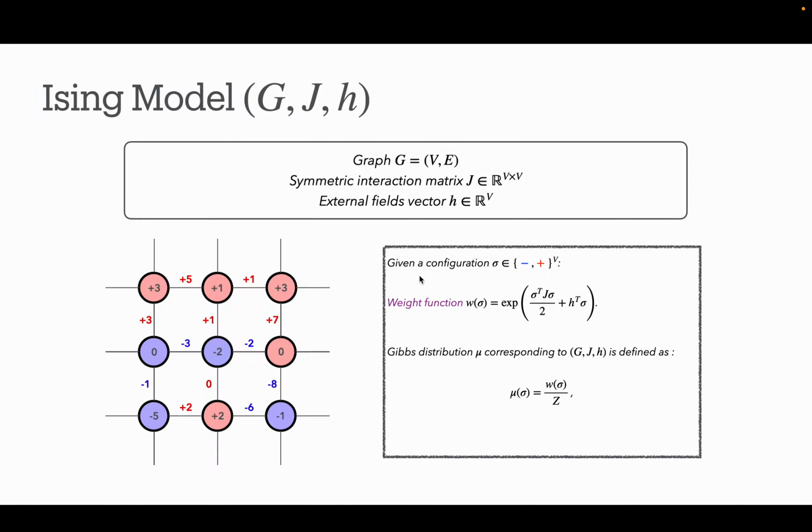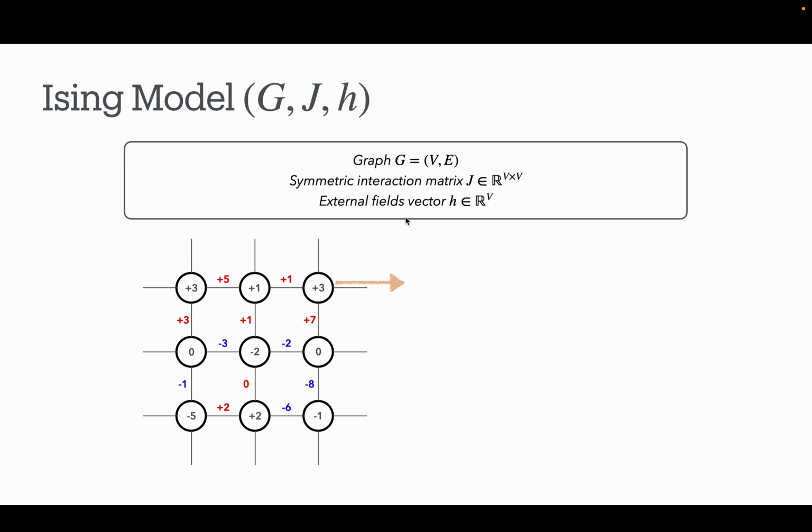And hence we can define a Gibbs distribution mu corresponding to this Ising model, where mu of sigma equals the weight function W of sigma over Z, where Z is the partition function, equal to the summation of the weight function over all the configurations.